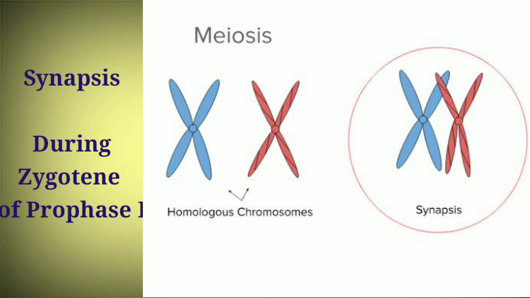And this crossing over process starts right from the zygotene stage. In the zygotene stage of prophase I, the homologous chromosomes come to lie side by side, with similar gene loci of the 2 chromosomes exactly opposite to each other, and this phenomenon is called synapsis.